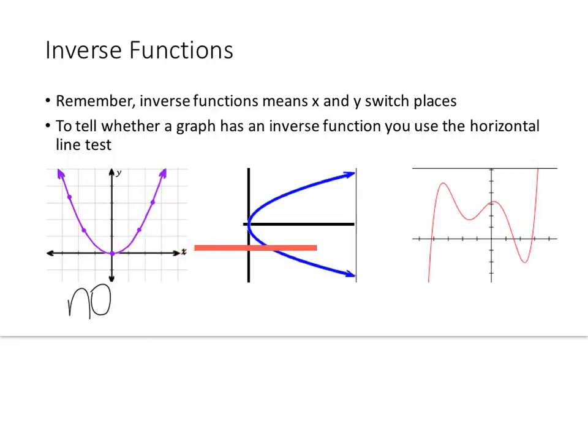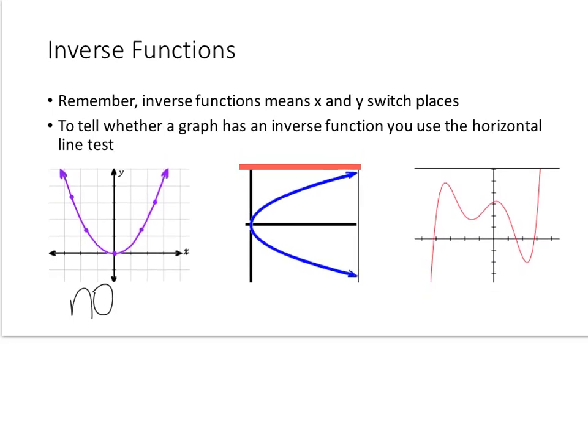So I'm going to take this line and move it over to my other graph. If I look at this blue graph, when I go up and down, my red line only touches my blue graph once at any given moment. So that tells me that the inverse is a function.